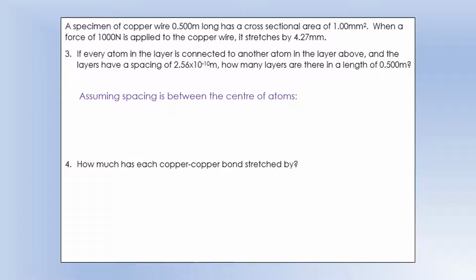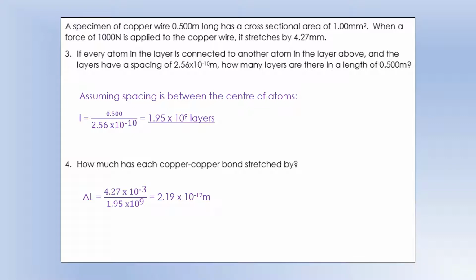So we're going to use a similar strategy to what we've done before. Assuming the spacing is between the centers, we're going to do the distance divided by the spacing, and then we get that there are 1.95 billion layers of atoms in this material. So the whole thing has stretched by 4.27 millimeters, so each of those little layers is going to be stretched by 2.19 times 10 to the minus 12 by doing this calculation. That's the individual extension.